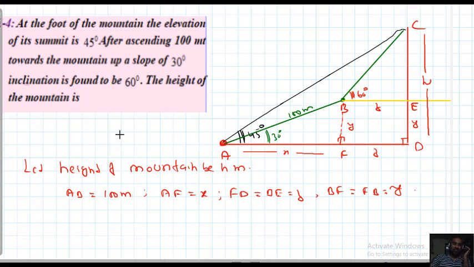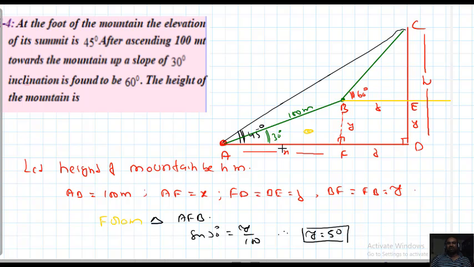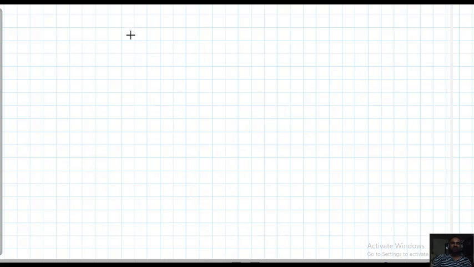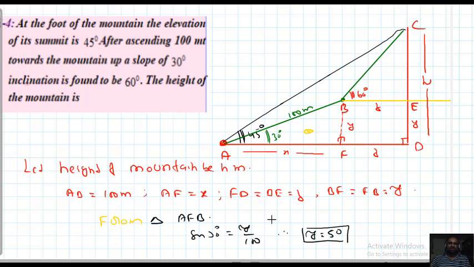Okay, now first of all I want to take, students, this right triangle AFB, with hypotenuse 100 and side y. Okay, sin 30 degree equal to y by 100, 1 by 2 equal to y by 100, y equal to 50. Okay, so you got y equal to 50. From the same triangle I will find cos also. From the same triangle I will write cos 30 equal to x by 100, root 3 by 2 equal to x by 100, x equal to 50 root 3. So what you got now here, x and y you got.